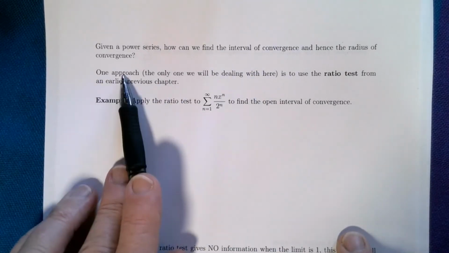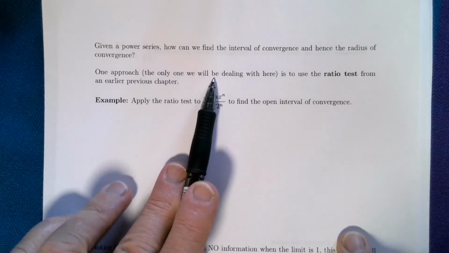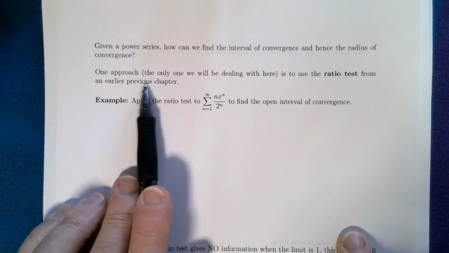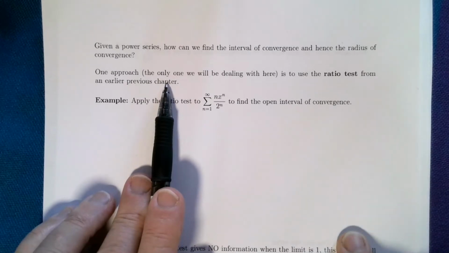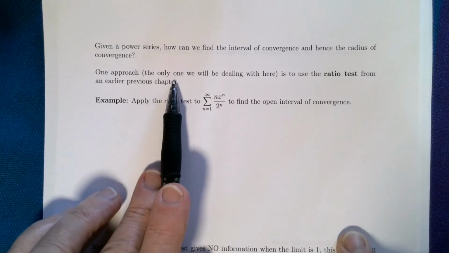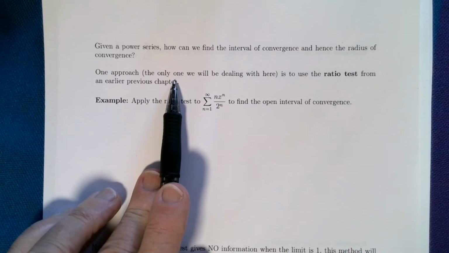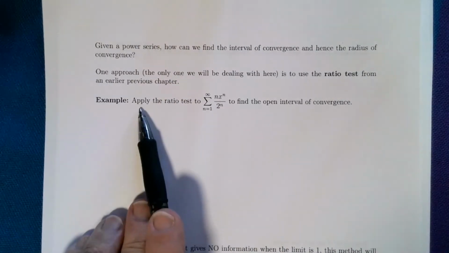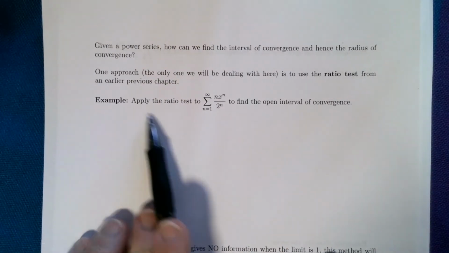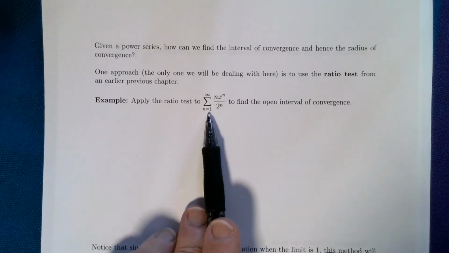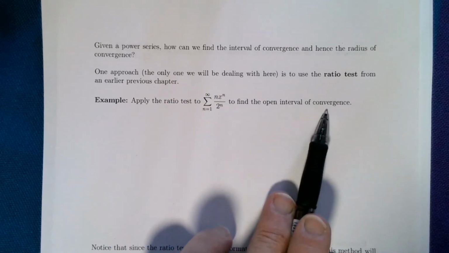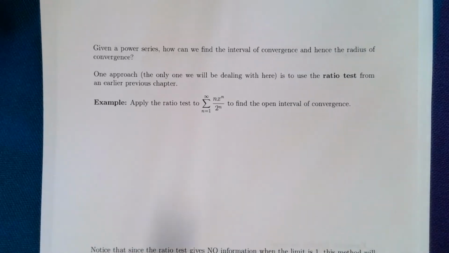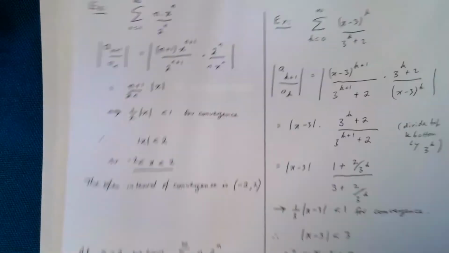Now, one approach, in fact the only one we're going to be dealing with here, is to use the ratio test that we did in an earlier chapter. There are other ways of dealing with these, but for us we're only going to analyse these using the ratio test. So here's an example. Here we're going to apply the ratio test to this series, and we're going to find the open interval of convergence. And so here is the solution of this.